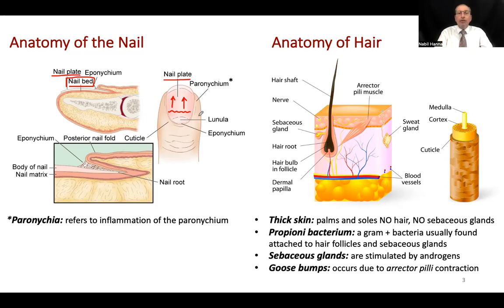The tissue on both sides of the nail is known as the paronychium, and inflammation of the paronychium is called paronychia. The anatomy of hair.